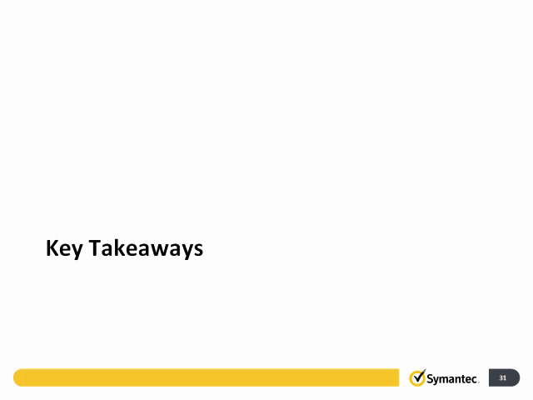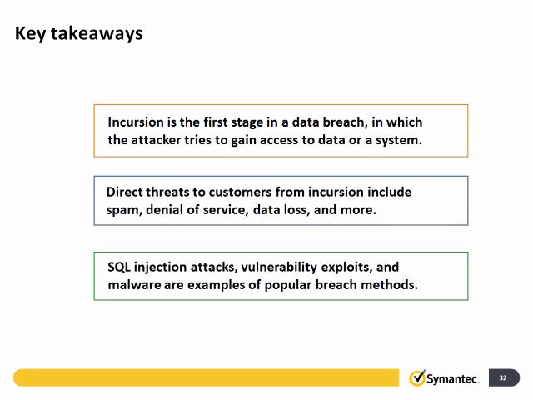In this module, we discussed what incursion is and what some of the means of incursion are. Now let's consider the key takeaways within the context of each learning objective. First of all, incursion describes the second discrete stage in a data breach. It's when criminals or unauthorized parties try to gain access to data or a system.